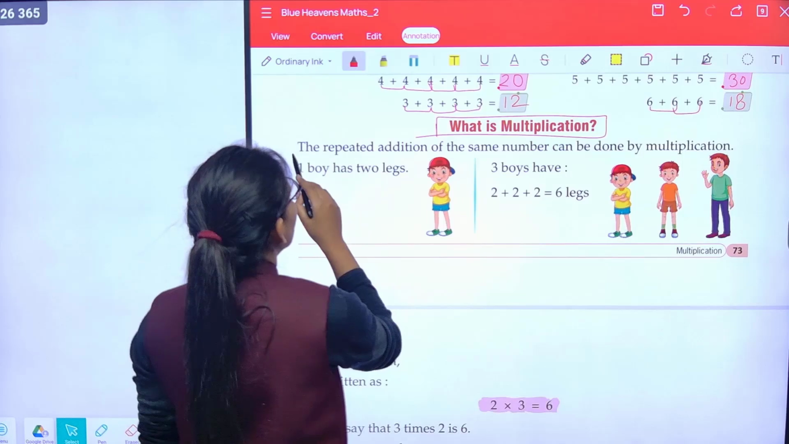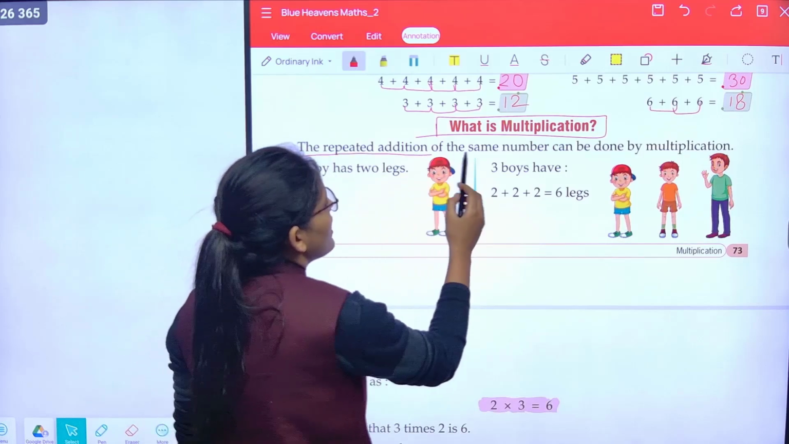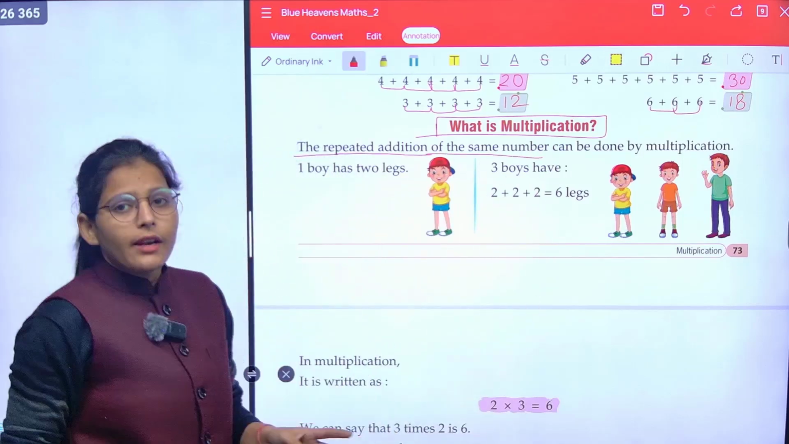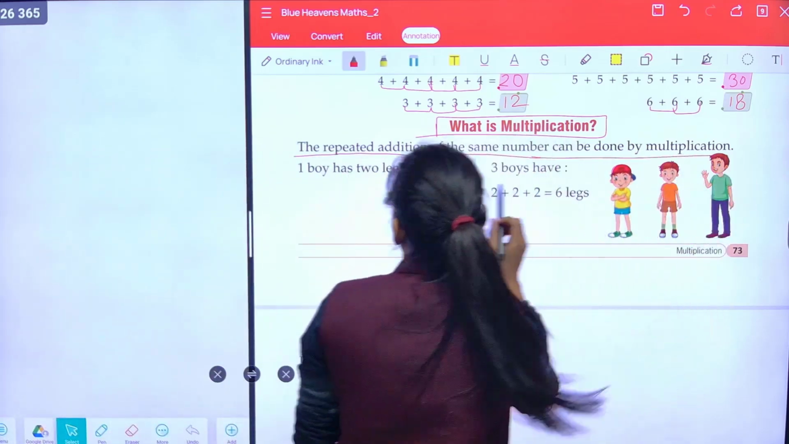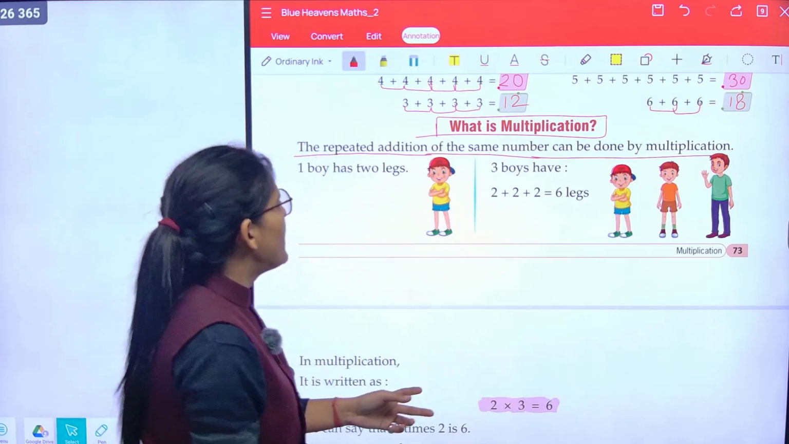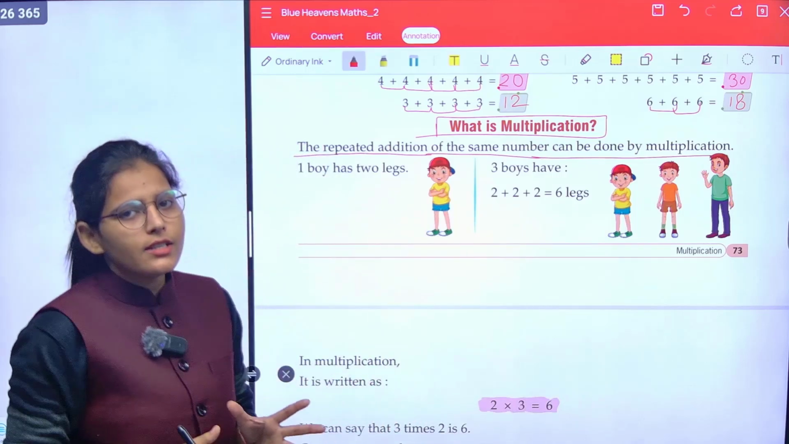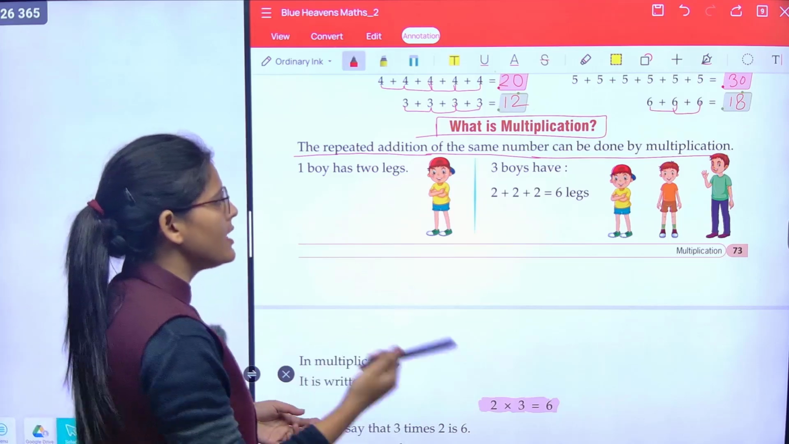Class, see, the repeated addition of the same number can be done by multiplication. So multiplication is repeated addition of the same number.